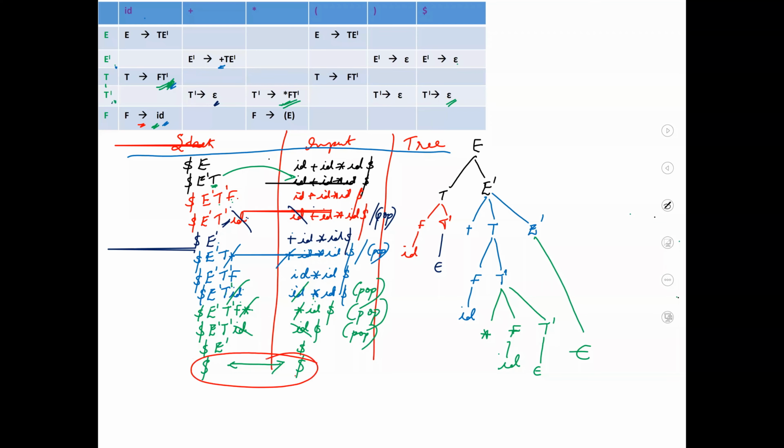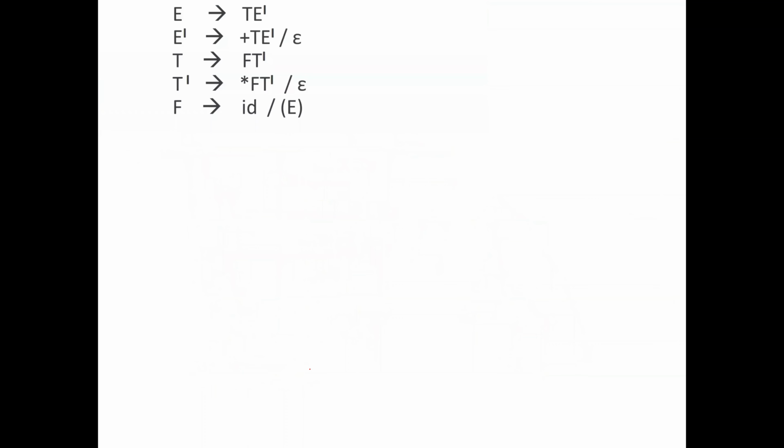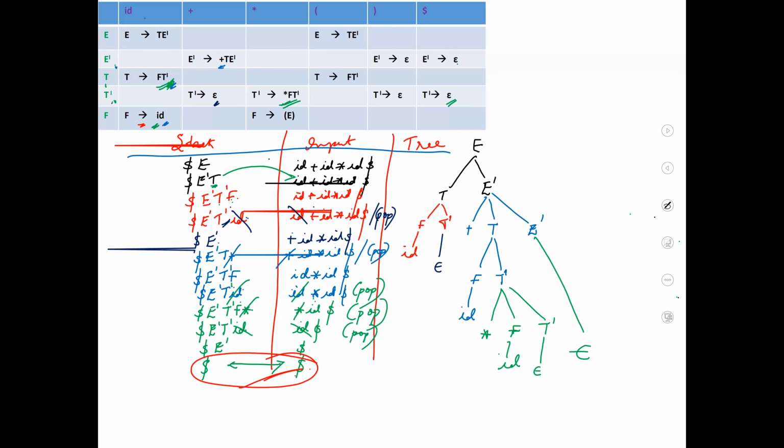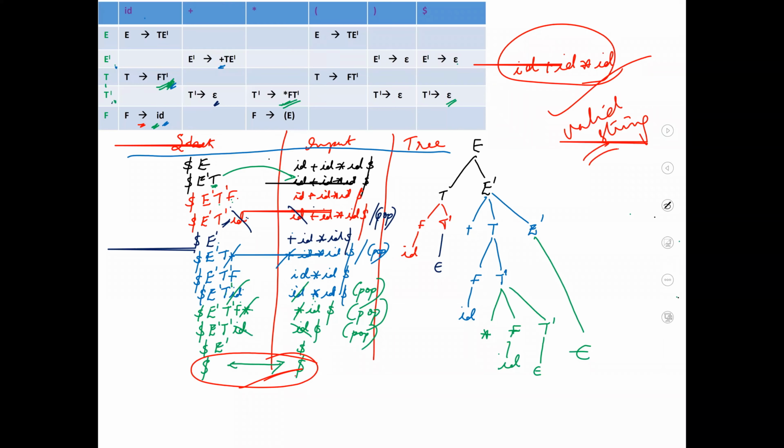So, the moment you get dollar, it means the input string with which I started off. With which string did I start off? I started off with ID plus ID into ID. This particular string is a valid string for the particular grammar.